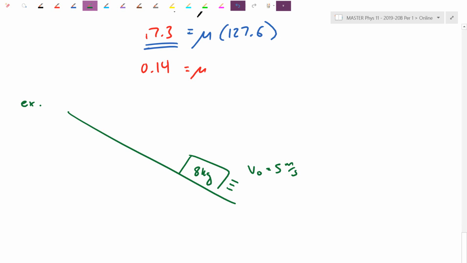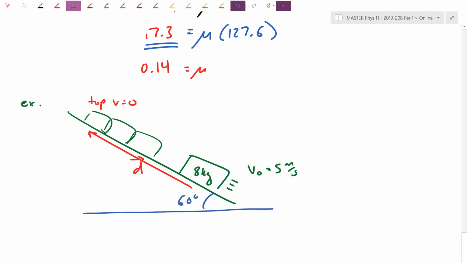We know with the upward velocity, it will eventually come to a stop. What I want to know is, by the time it hits the top, where we know v is equal to 0, how far up the ramp does it travel before it comes to a stop. The other number we will need is, let's say, a 60-degree ramp.